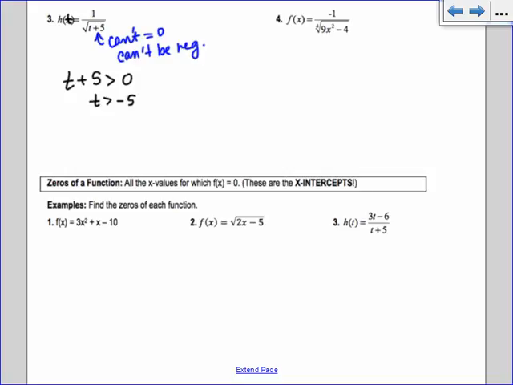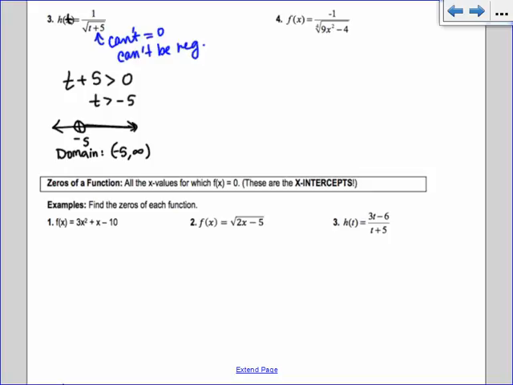So you can leave your domain like that, or you can think, okay, I'm bigger than negative 5, so I'm going to be on the right of that. So it's parentheses negative 5 to infinity. Right, it can't be negative 5. So do you guys see why it can't be negative 5? Right, because that would give the denominator equal to 0. So we do a parenthesis to notate that it can't be negative 5. Otherwise, it would be a bracket.